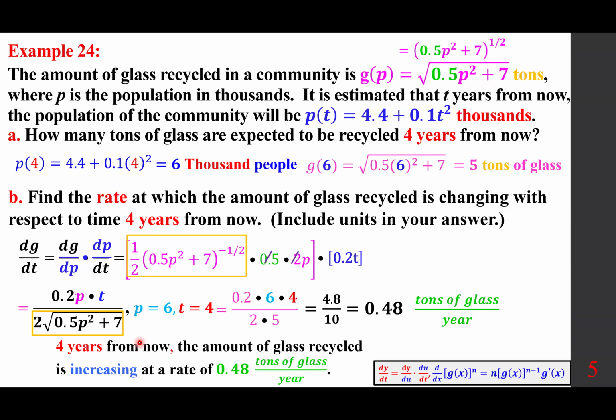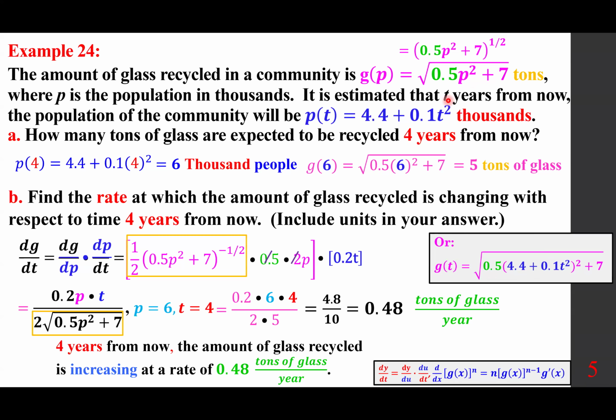Now, this is an example I don't want to do by a composite function. If I were to do that, I would replace the p with this, and I'm going to get g of t is the square root of 0.5, parentheses 4.4 plus 0.1 t squared, to second power, plus 7. And this is a lot more difficult to differentiate. The first part is not a big deal. It's elementary algebra. So that's why we learn both ways.